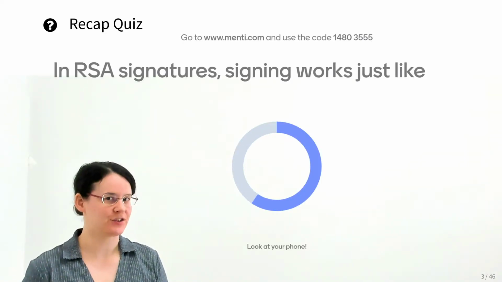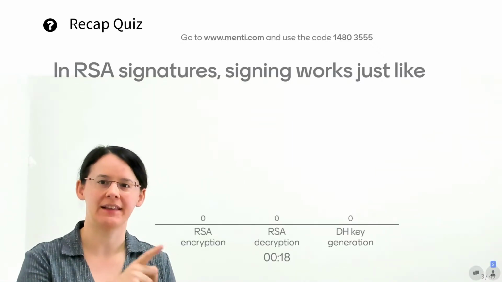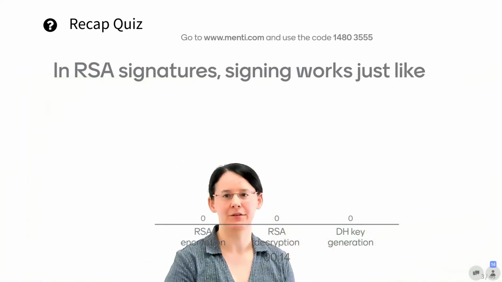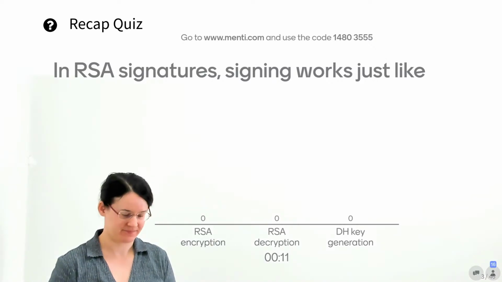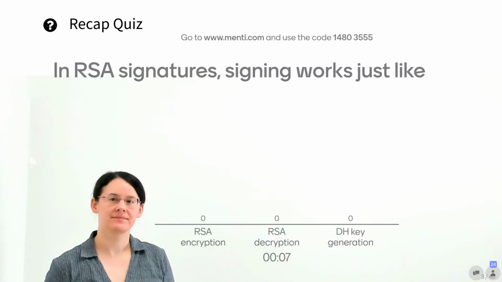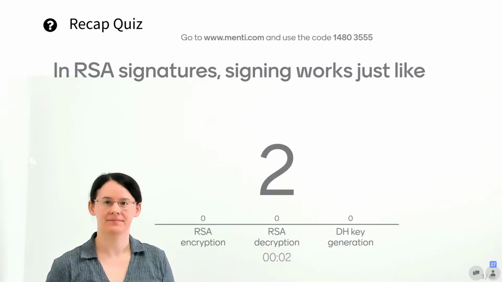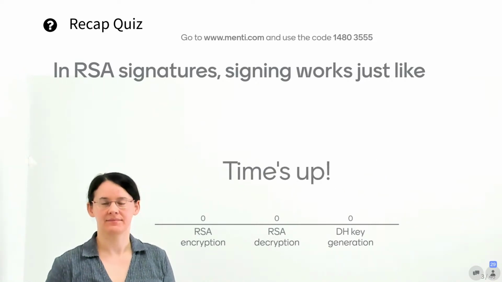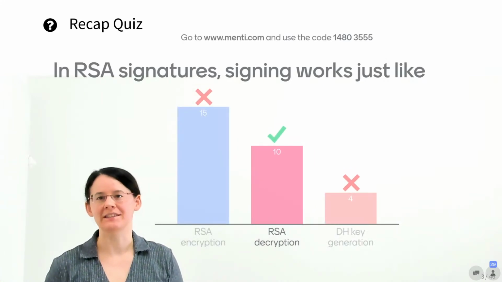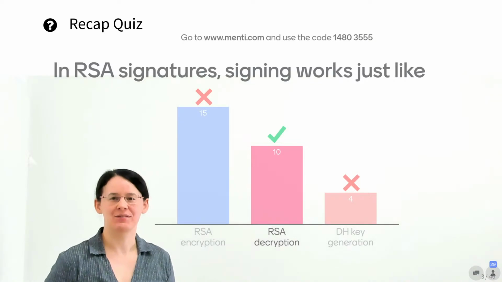So in RSA signatures, how does signing work? So the process of signing is just like RSA encryption, or just like RSA decryption? Or is it maybe like Diffie-Hellman key generation? Ooh, this is the first time the majority put their stakes on the wrong horse. So let's have a look at why that is.